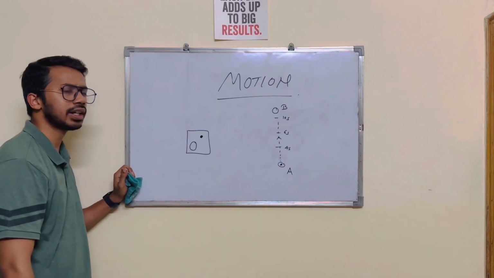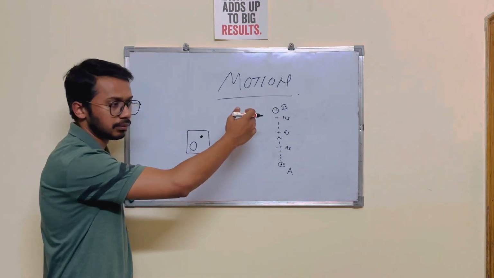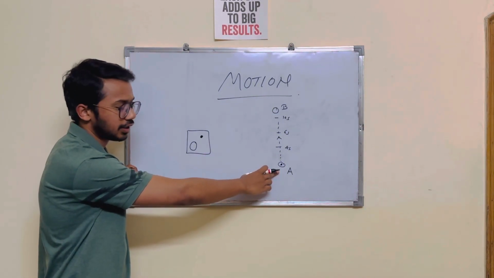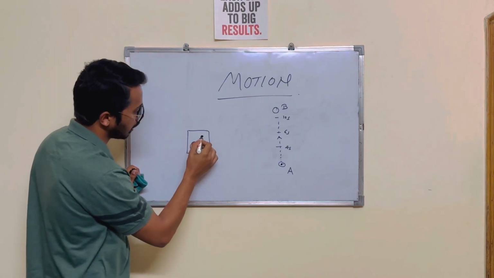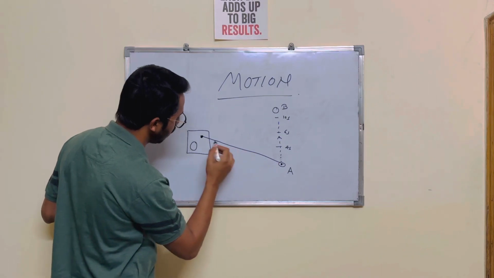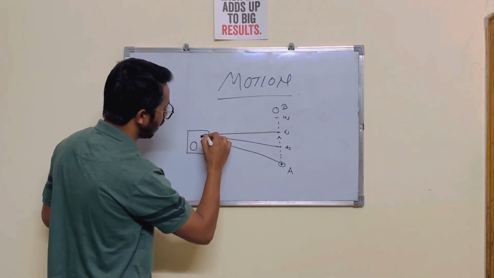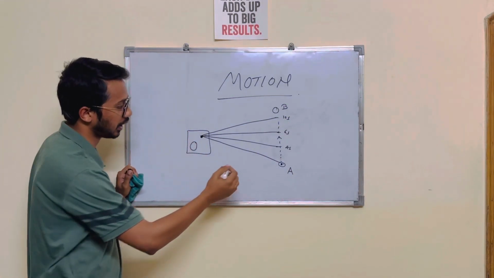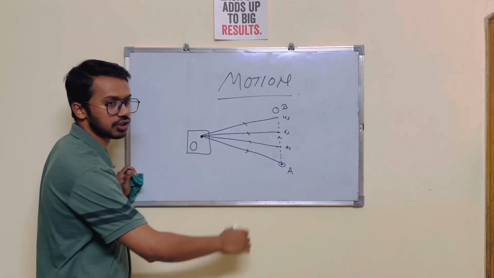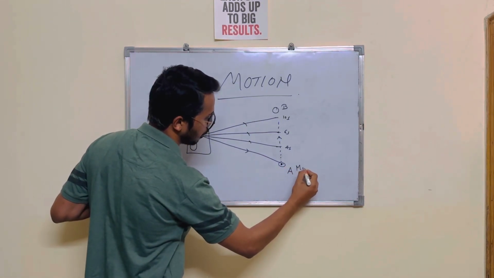By looking at this figure, it becomes quite clear that with the passage of time, the position of this point is changing with respect to our reference point O, because in the beginning it was here, after some time it's here, after some more time it's here, and after some more time it's here. As time passes, the position is changing. So we will say that this point is in motion.